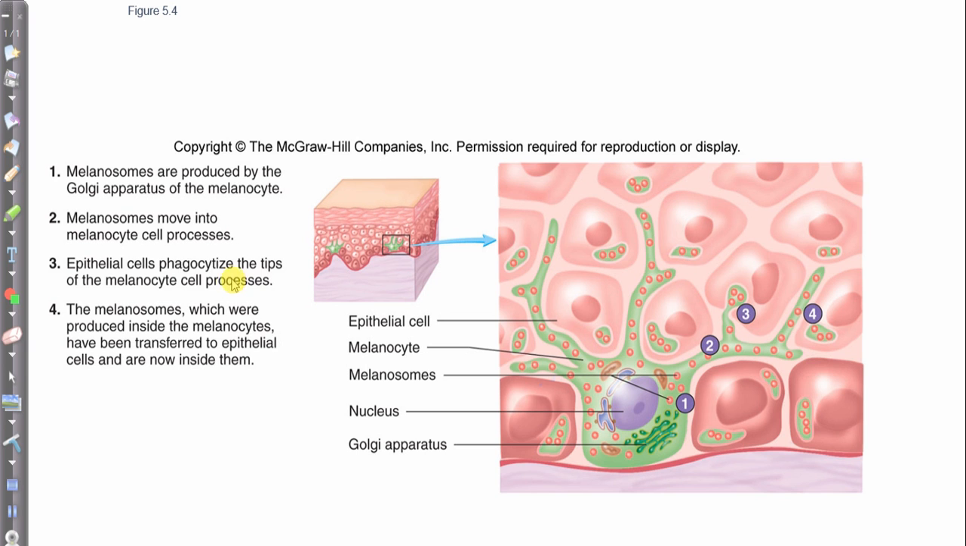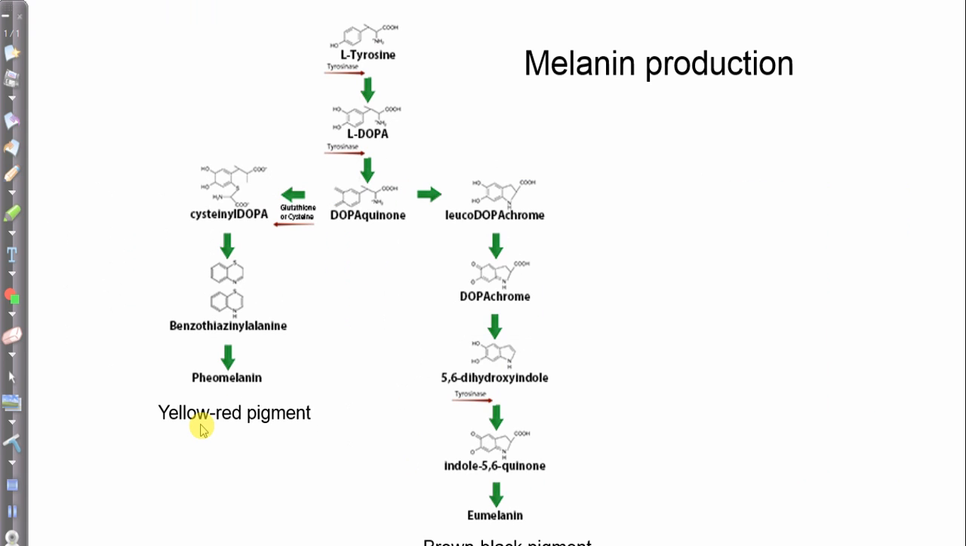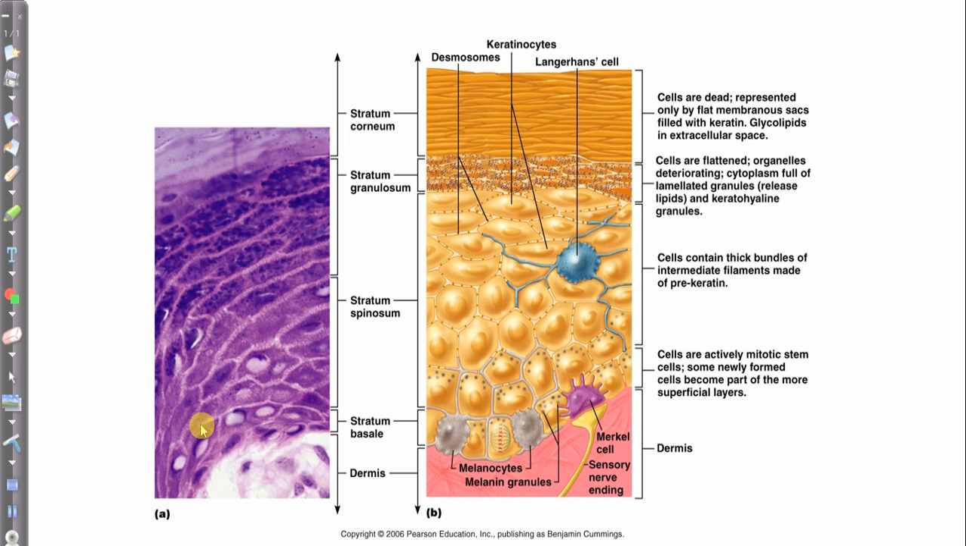The epithelial cells in these areas are going to phagocytize the tips. They're going to, and you see number 3 here, pinch off some of those melanosomes and therefore get some melanin. And this is how we end up transferring the melanin to the keratinocytes. Again, keratinocytes don't make melanin on their own, so without the melanocytes transferring the melanin to them, they wouldn't have them. Now, this slide doesn't show it as well as this slide here.